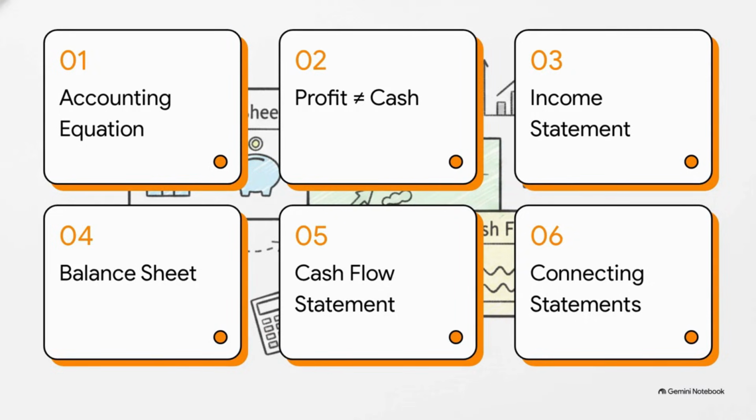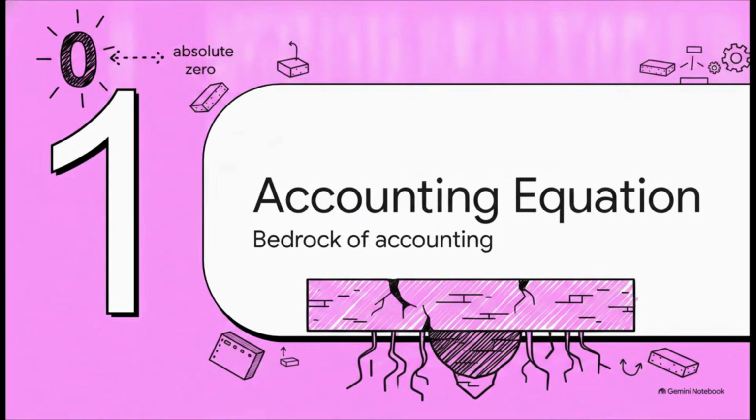We'll start with 1, the core accounting equation, 2, profit does not equal cash, 3, decoding the income statement, 4, the balance sheet snapshot, 5, tracking the cash flow, and finally 6, connecting the financial statements. Let's dive right in. Section 1, the core accounting equation.